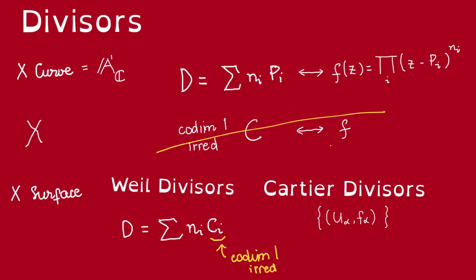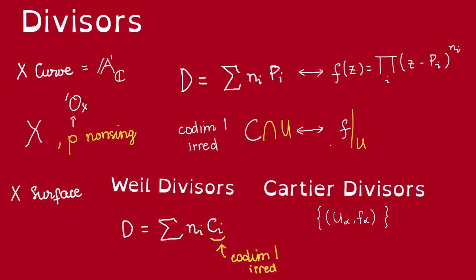So let me explain what I mean. At every non-singular point P of X that's also contained in C, we should be able to find a neighborhood U containing P such that over the neighborhood U, C is cut out by f. So why is that? Well, the reason here is that the local ring of the non-singular point is a UFD.